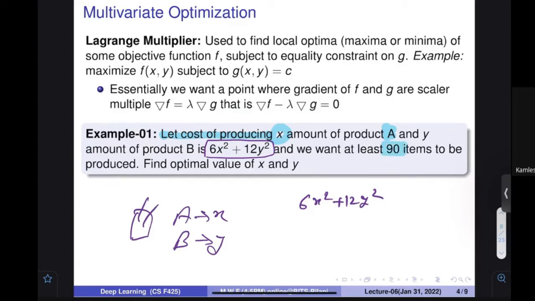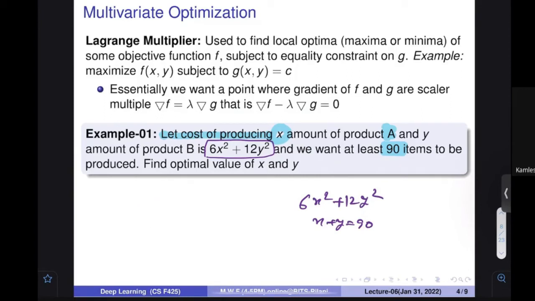Means we want what? That x plus y is equal to 90. We want that x plus y should be equal to 90. So how can we model this into a Lagrange multiplier? The Lagrange multiplier method says that you write a Lagrange equation.